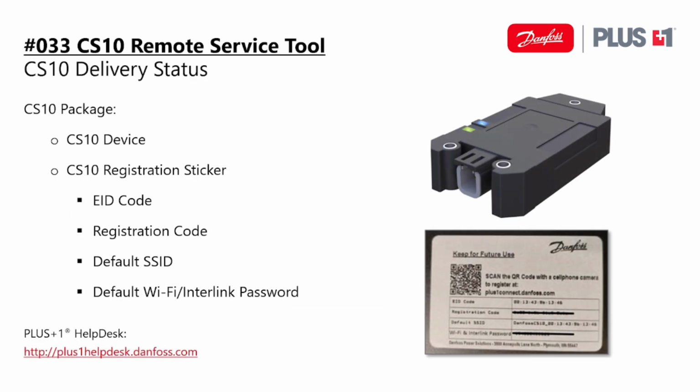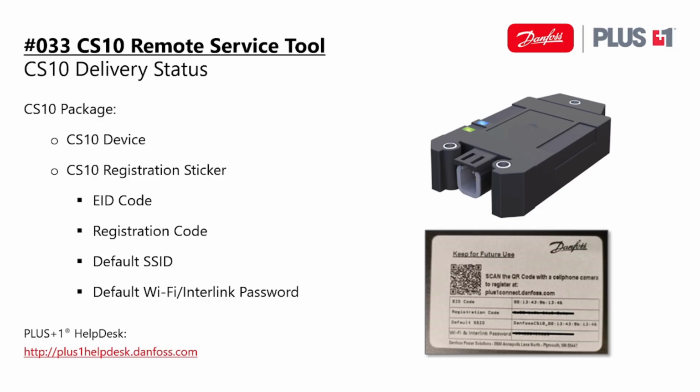So when you first receive your CS10, inside of the box there are going to be two things: the CS10 hardware itself and a CS10 registration sticker. On this sticker is some extremely critical information that is not located anywhere else. The registration code is required to assign this device to you as a Danfoss user in the Danfoss configuration portal.